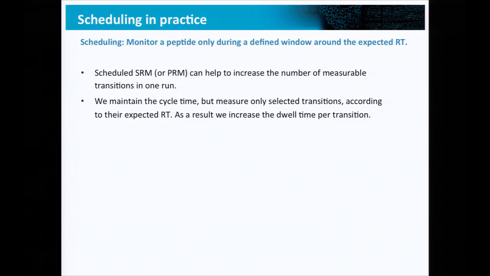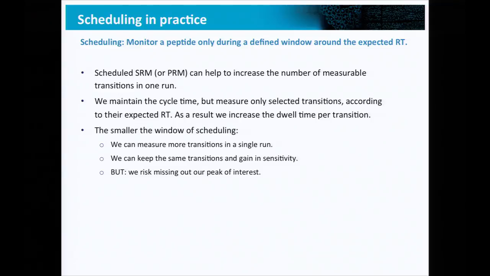So what we do in scheduled SRM, and the same applies for PRM, is we try to increase the number of measurable transitions per run, and this enables us to maintain a certain cycle time, which we've defined on the machine. We say, we know from our chromatography the cycle time is 3 seconds, and then we want to gain in sensitivity, so we want to have as many maximum transitions. We increase the number of transitions in each window. We schedule them, so we gain in acquisition time, but we don't compromise the cycle time.